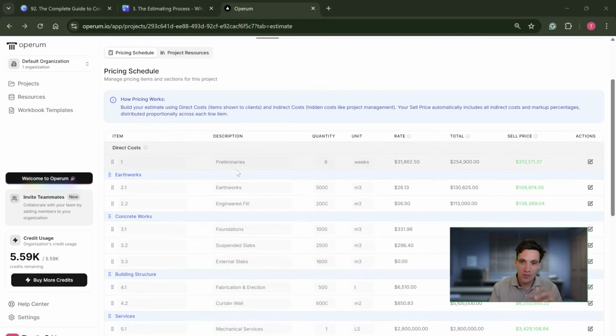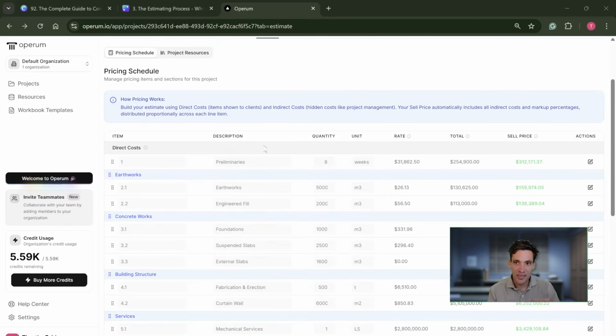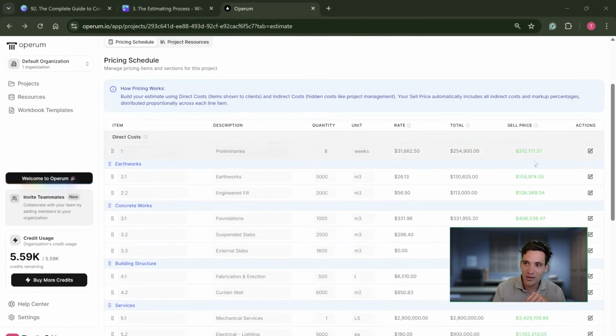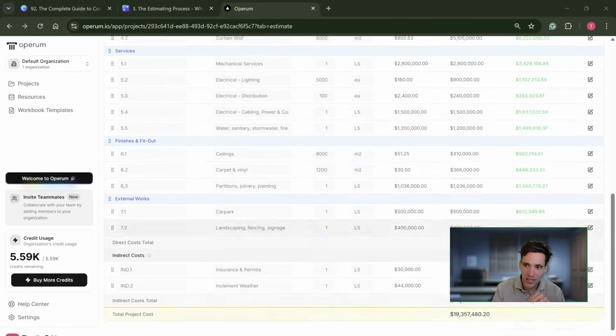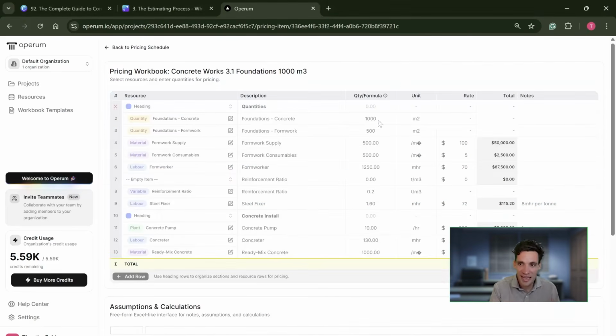The way it works with our pricing schedule is we've broken down the project scope into all the tasks we're taking to do the project, including our preliminaries shown as a separate line item, and then we've got our indirect costs shown separately as well. So indirect costs would be the ones we're not showing our client, our insurance and permits, our inclement weather, and then we've got our sell price for our direct costs, which has these indirect costs spread across them. Then for each of these tasks, we have a pricing workbook.